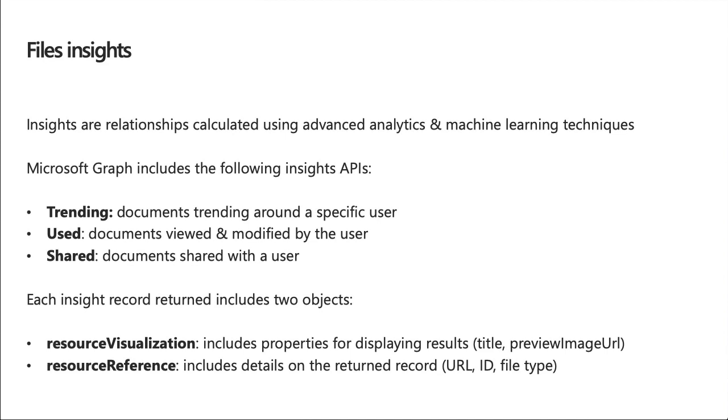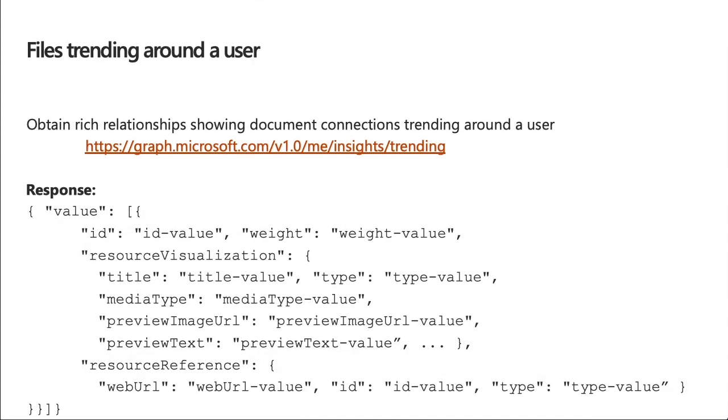Each insight is returned with a resource visualization and a resource reference complex value type. The resource visualization contains properties such as the title and the preview image that can be used in the UI. So this is a request that's going to return a collection of documents, each with an assigned weight that can be used to rank their relevance. You can see here we're getting an ID value back and a weight value, and the ID is the ID of the specific insight, not of the actual object itself, but the insight reference. The weight is how things are weighted. You can use that to sort things, either higher weight, which would be preferred in most scenarios, or you can sort them in reverse order.